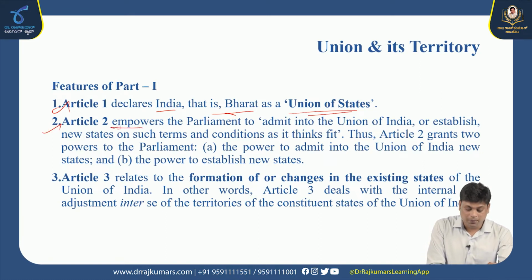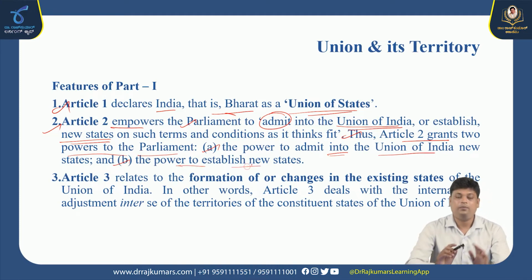Article 2 empowers the Parliament to admit into the Union of India or establish new states on such terms and conditions. This article grants two powers to the Parliament: the power to admit new states into the Union of India, and the power to establish new states. These are the two powers enjoyed by the Parliament under Article 2 of the Indian Constitution.